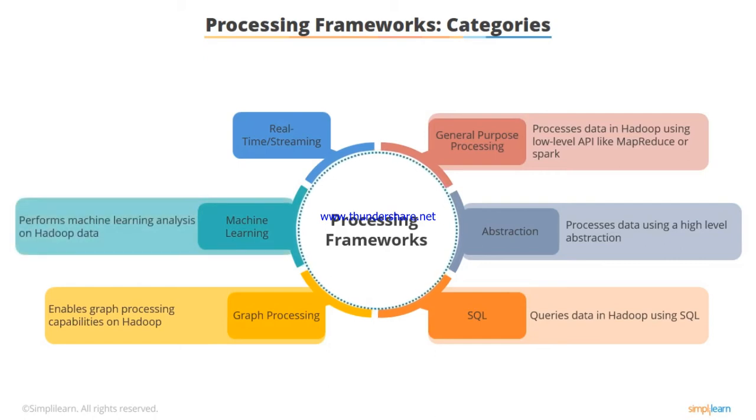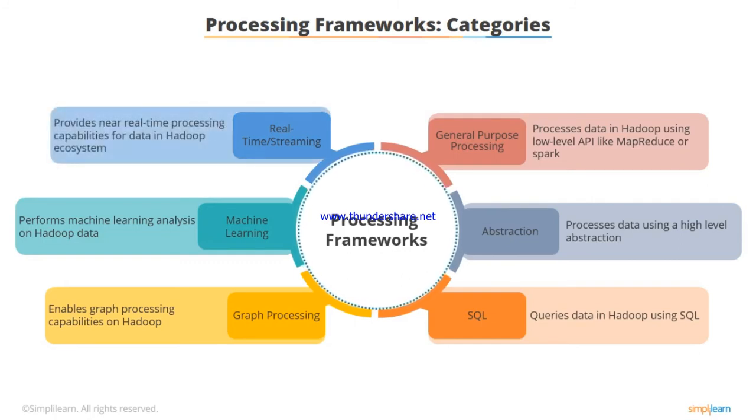Machine learning frameworks allow users to perform machine learning analysis on Hadoop data. It can be built on top of a general-purpose framework like the Machine Learning Library, MLlib, on Spark, or on a standalone special-purpose framework like Oryx. Real-time streaming frameworks provide near real-time processing capabilities for data in the Hadoop ecosystem. It can be built on top of a generic framework, such as Spark Streaming on Spark, or on a standalone special-purpose framework such as Storm.